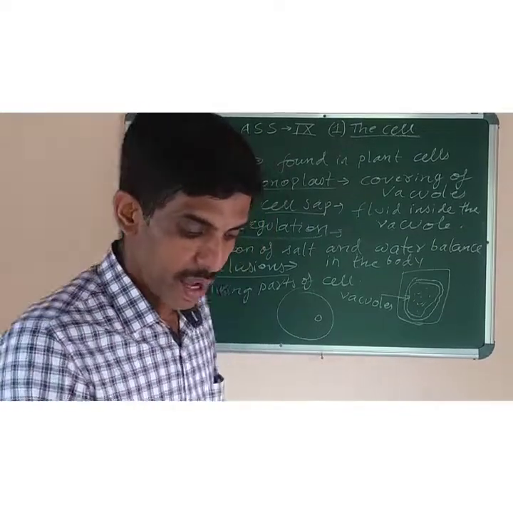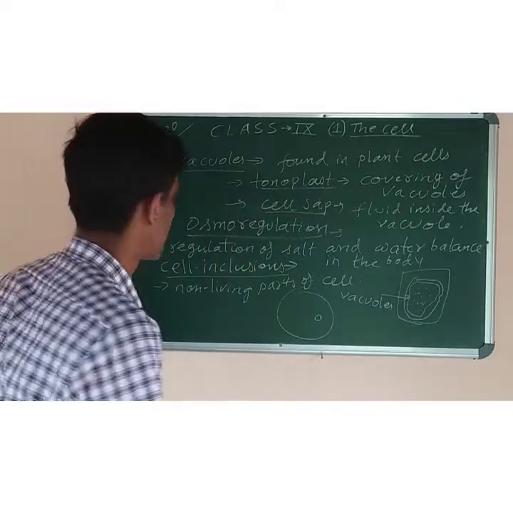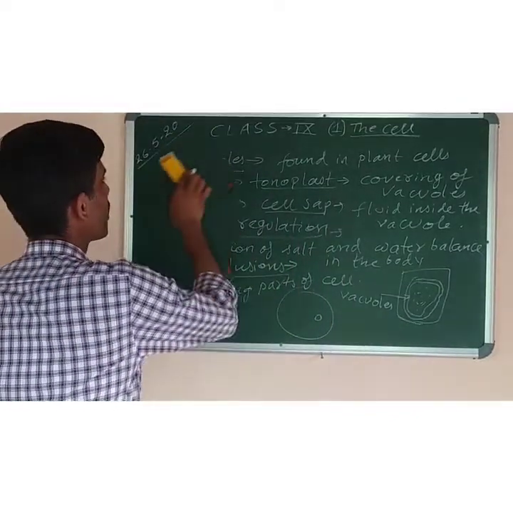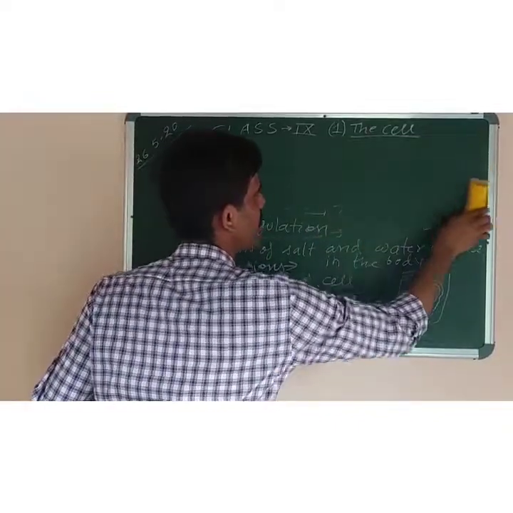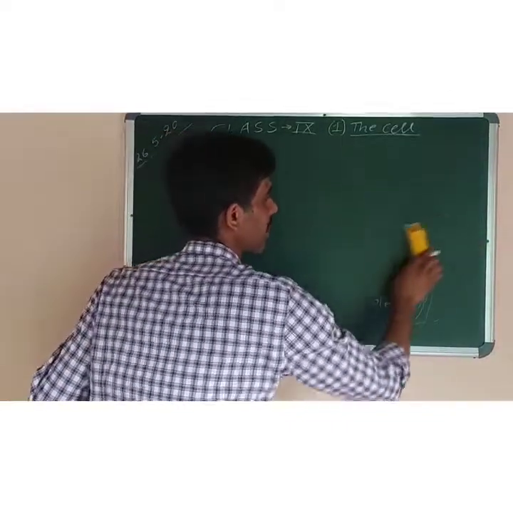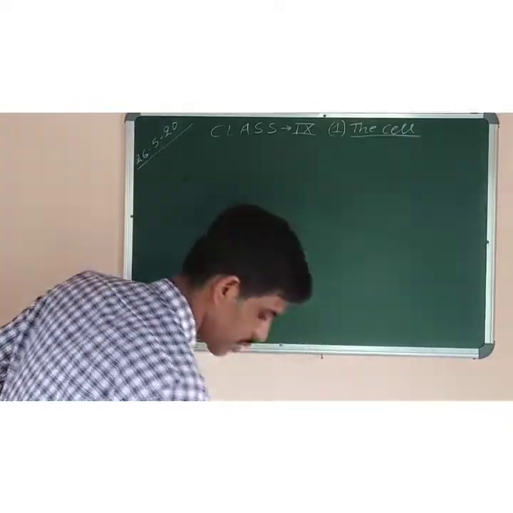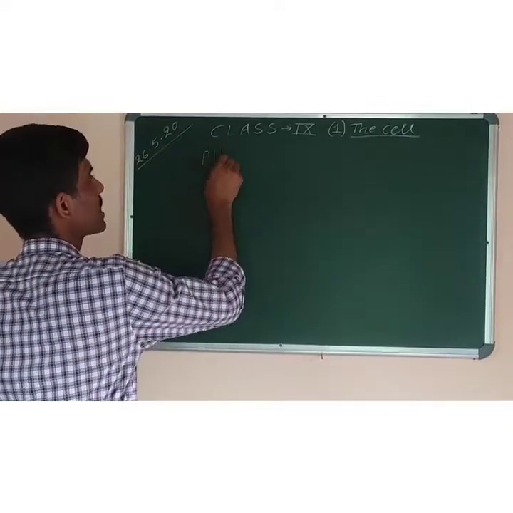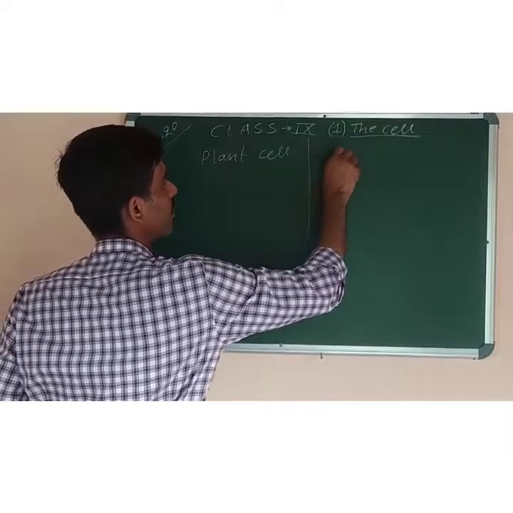And now next we have the next topic, prokaryotic and eukaryotic cells. You have heard about prokaryotic and eukaryotic. Their differences, at least 4 or 5 differences, are needed so that you can write in the exam. What is the difference between plant cell and animal cell also? So first we will do the differences between plant cell and animal cell.